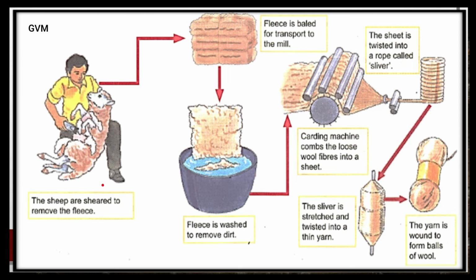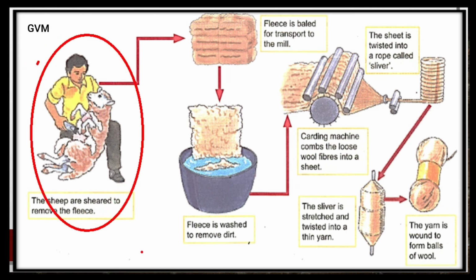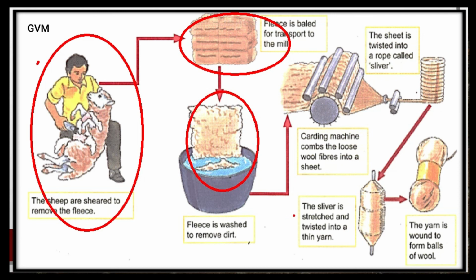As you can see here, we already discussed that the first process is shearing of sheep. As you can see here, the sheep are sheared to remove the fleece. Then the fleece is baled for transport to the mill. Then here in the mill, the fleece is washed to remove dirt from it. And after this, as you can see here, is the combing machine that is used to comb or to remove the burrs from the fleece.